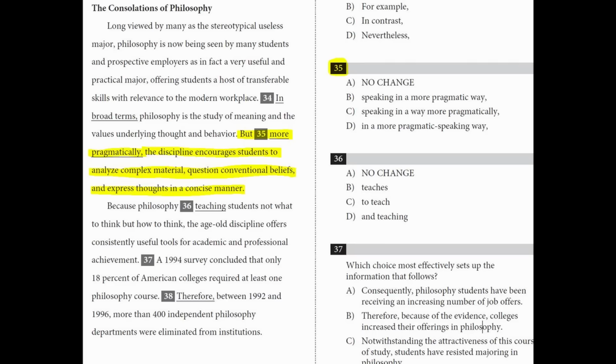This goes beyond replacing just phrases and words too. Like, the more concise and normal an answer choice sounds, the more right it's going to be. Here we have, but more pragmatically, the discipline encourages students to analyze complex material, question conventional beliefs, and express thoughts in a concise manner. We have the option to replace this with, but speaking in a more pragmatic way, but speaking in a way more pragmatically, or but in a more pragmatic speaking way. All of these just add unnecessary words and sound increasingly ridiculous and awkward. Our original got to the point faster, and we aren't losing anything by keeping it just more pragmatically.